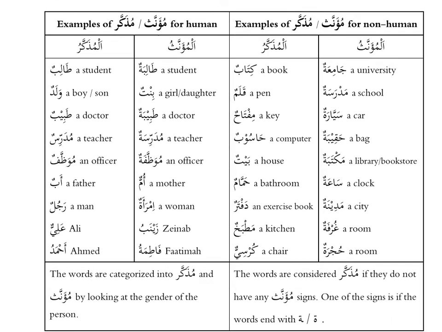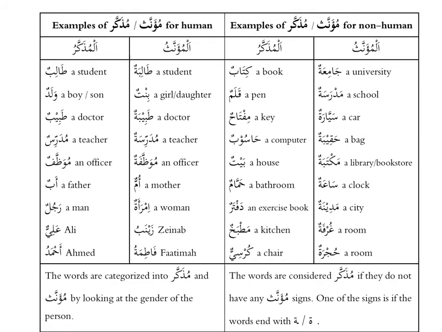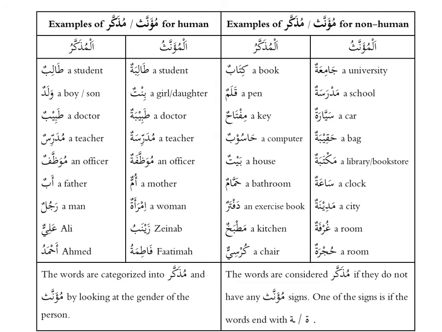Now we look at muzakkar and mu'annath for non-human, or for an inanimate object. This time, of course, for objects there is no gender. I mean, the object itself has no gender. There is no muzakkar pen or mu'annath pen, for example. So how do you determine whether the word is muzakkar or mu'annath? Let us look at the examples.